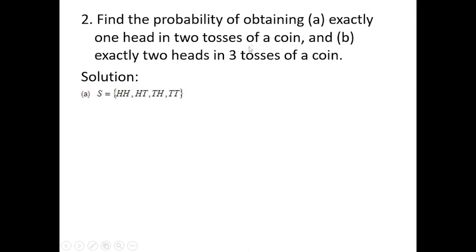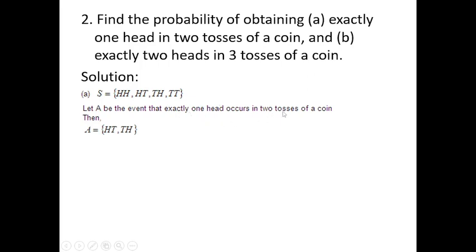Ano yung probability na mangyayaring event na yon na exactly one head in two tosses of a coin? So, ito yung ating solution. Let A be the event that exactly one head occurs in two tosses of a coin. Okay? So, dito, meron tayo ditong event A na tumutukoy dun sa event that exactly one head occurs in two tosses of a coin. At kung mapapansin nyo sa ating mga outcomes, no, isang head lang.